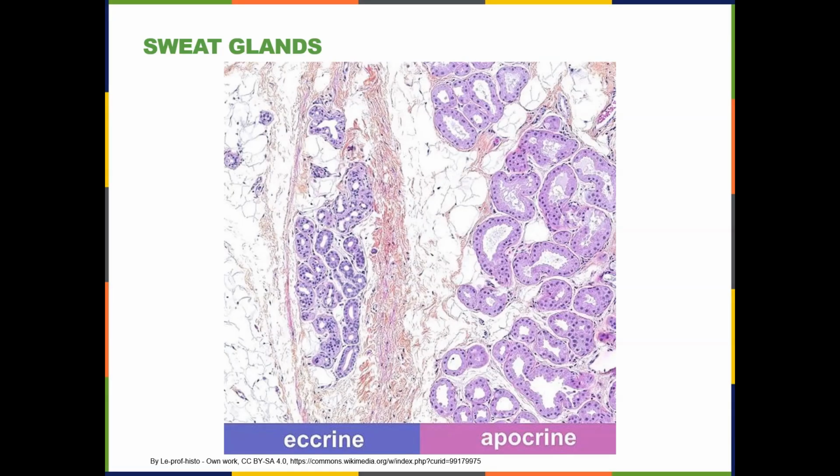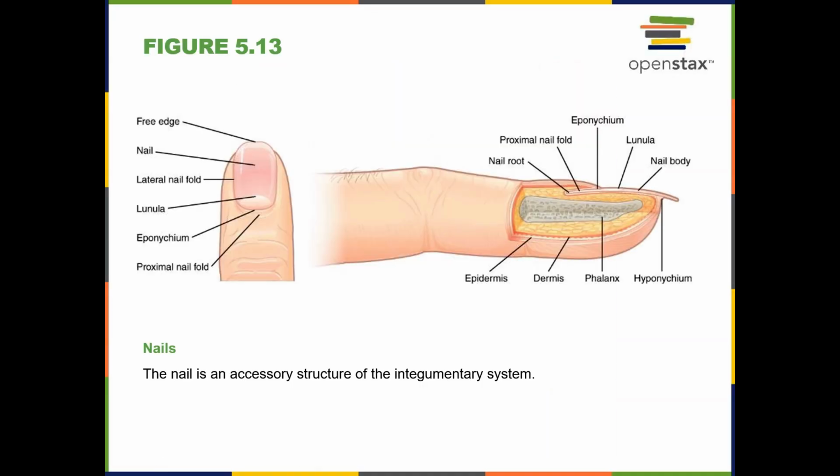You can see they're both made of stratified cuboidal epithelial tissue. The eccrine glands are more widespread in skin covering all over the body, whereas apocrine glands are concentrated in the axillary and pubic regions. The apocrine glands have a duct that connects to a hair follicle, so their secretion travels out into the hair follicle. Nails are another accessory structure produced from modified epidermal tissue.